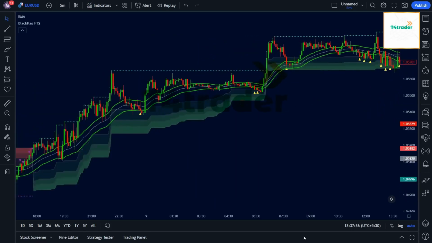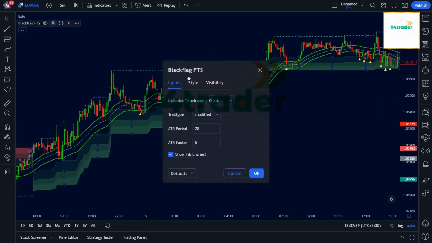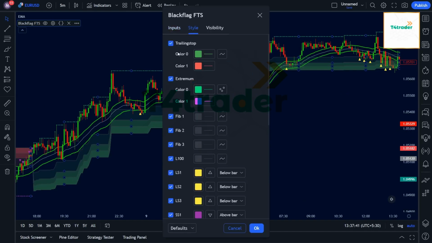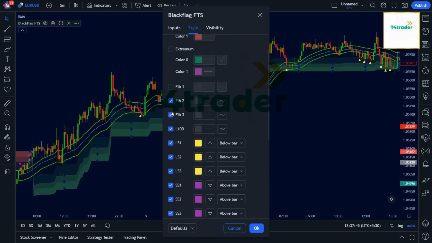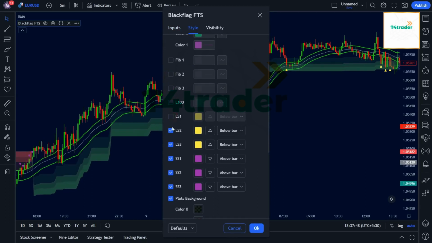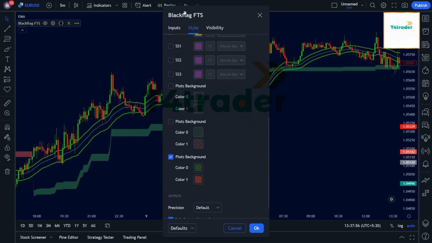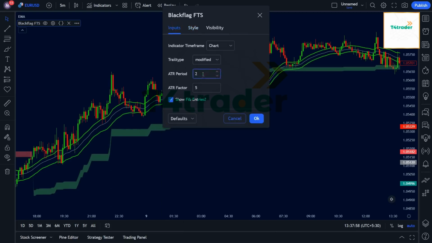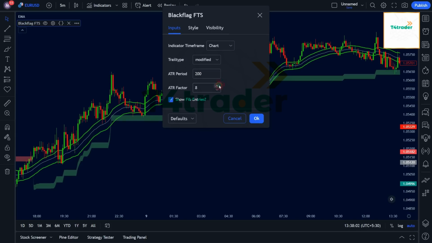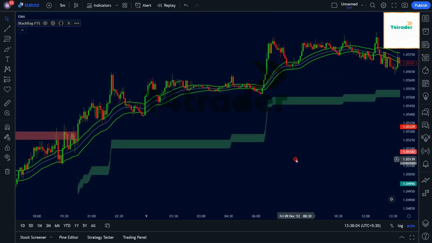To make the most of the indicator, we must open the settings and change some things, so that the indicator becomes more optimized and efficient for our strategy. First, in the style tab, we disable the sum option. Next, we move to the inputs section and change the ATR period to 200, and the ATR factor to 8. That's it. Now we can click OK and close the tab.